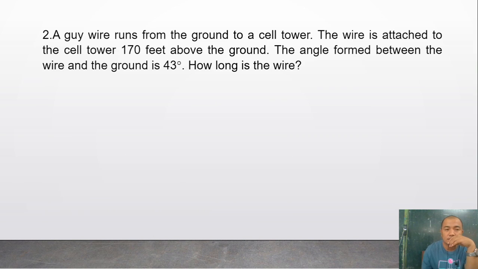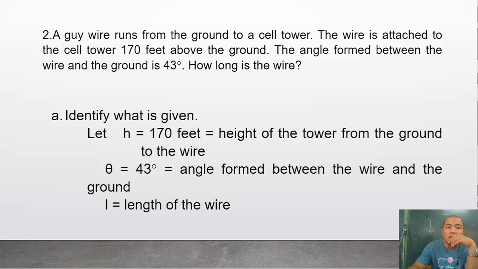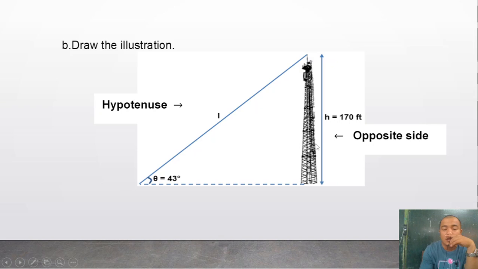Okay. Number 2, a guy wire runs from the ground to a cell tower. The wire is attached to the cell tower 170 feet above the ground. The angle formed between the wire and the ground is 43 degrees. How long is the wire? Okay, first given H, 170 feet, the height of the tower from the ground to the wire. Theta 43 degrees, angle formed between the wire and the ground. And L, length of the wire. The tower whose height is 170 feet, and the angle formed is 43 degrees, theta.